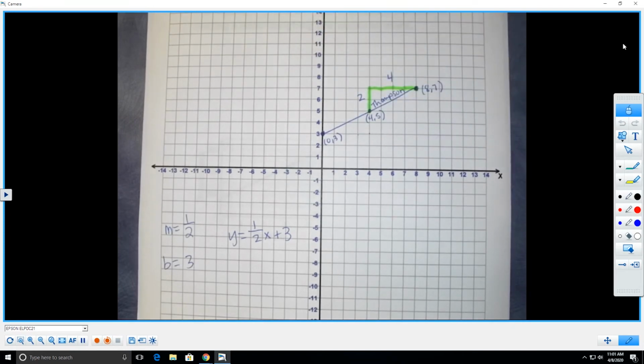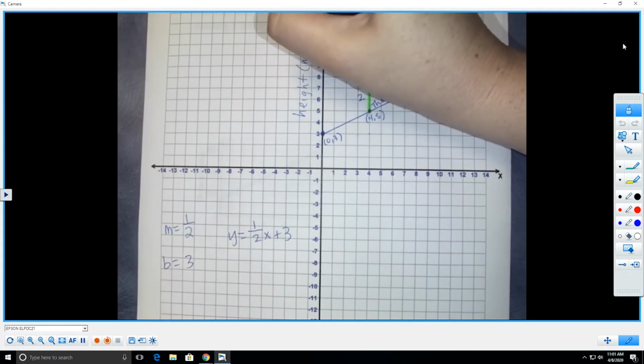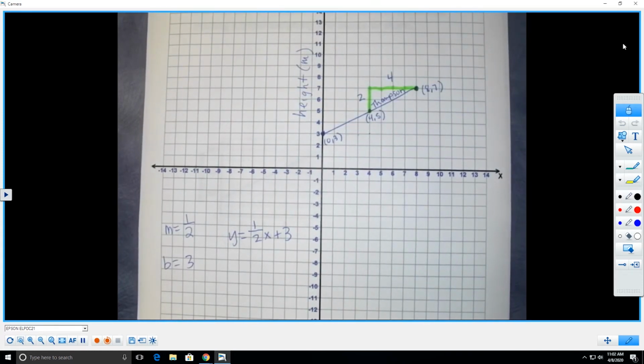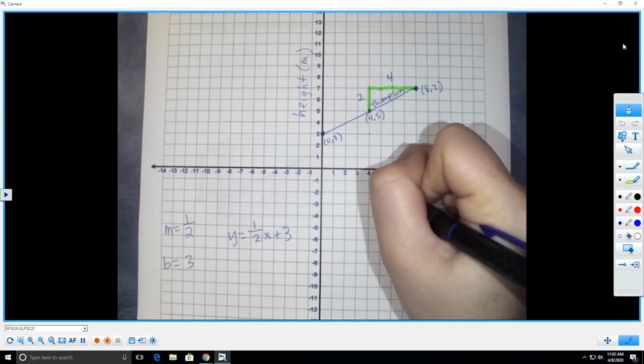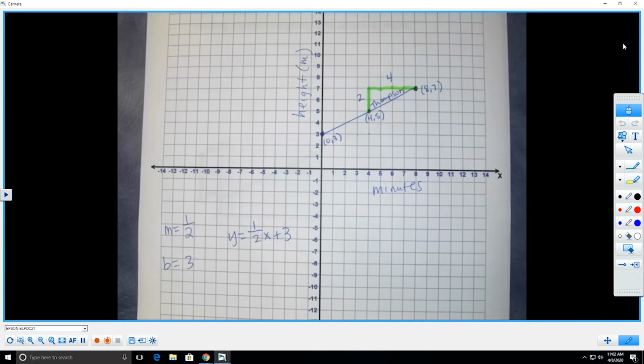So it gives its height in meters as a function of the number of minutes. And that's just one real world example that you could relate this function to. Can you think of any other examples? Go ahead and write those down.